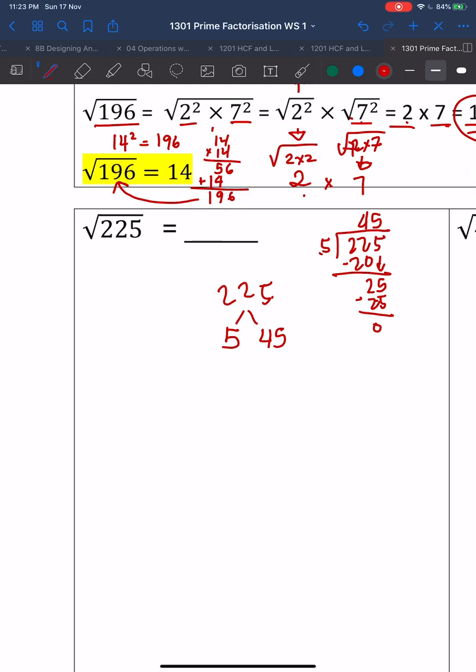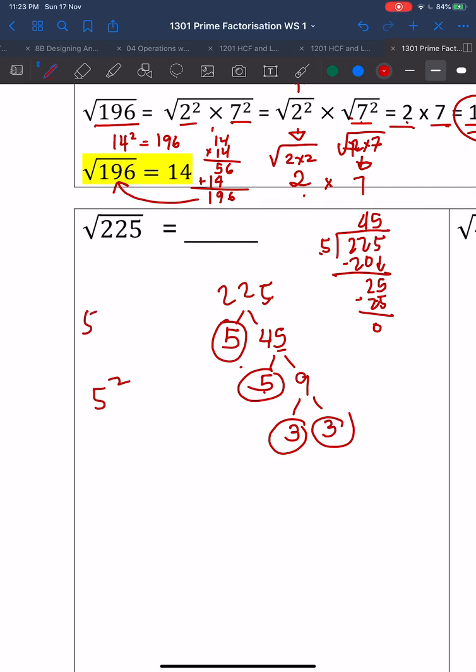Now, 45 is not yet prime. It ends in 5. So that means this is divisible by 5. 45 divided by 5 is 9. And we know already 9 is not prime. It has 3 as its factors. So 5 is prime, 3 is prime. So we can write this as 5 squared, because 5 multiplied by itself twice, because 5 times 5 times 3 times 3 equals 225. And this one is simplified to 5 squared times 3 squared.